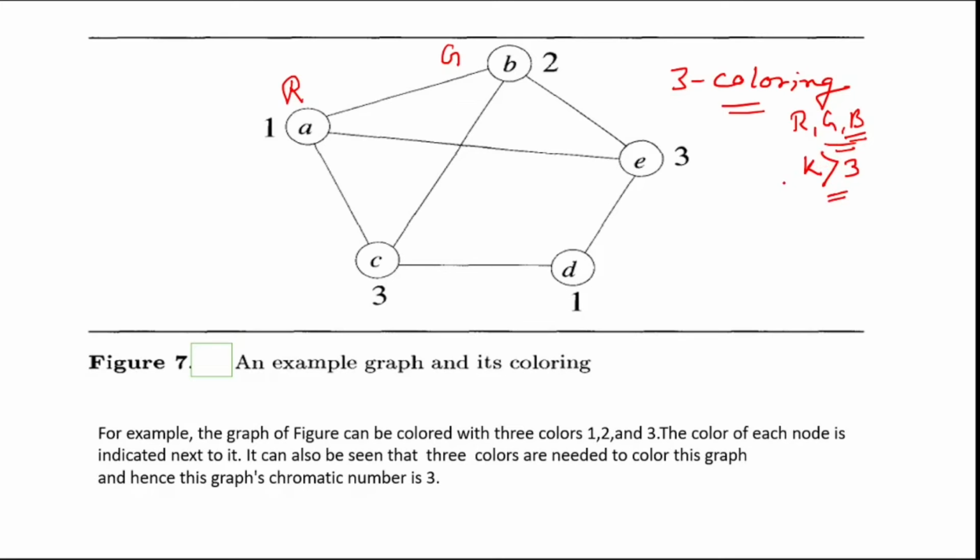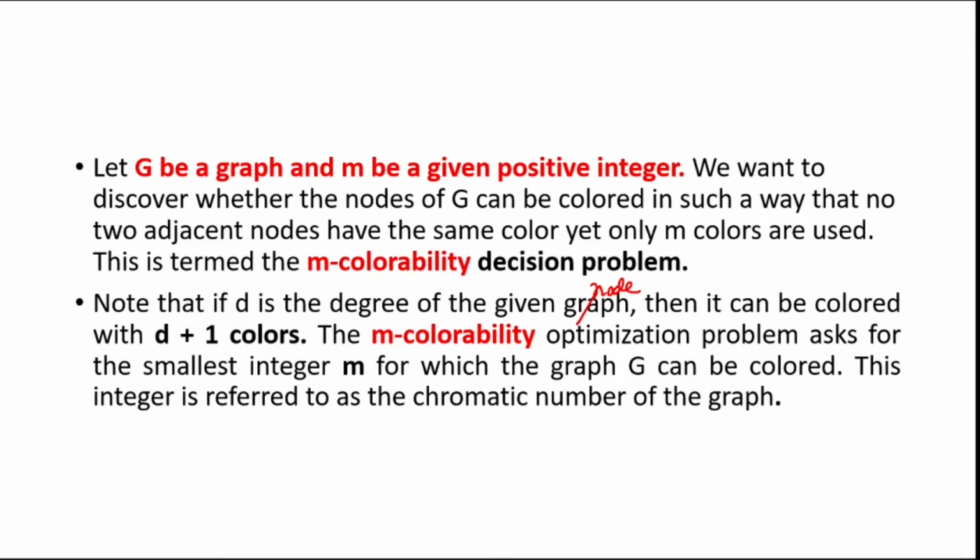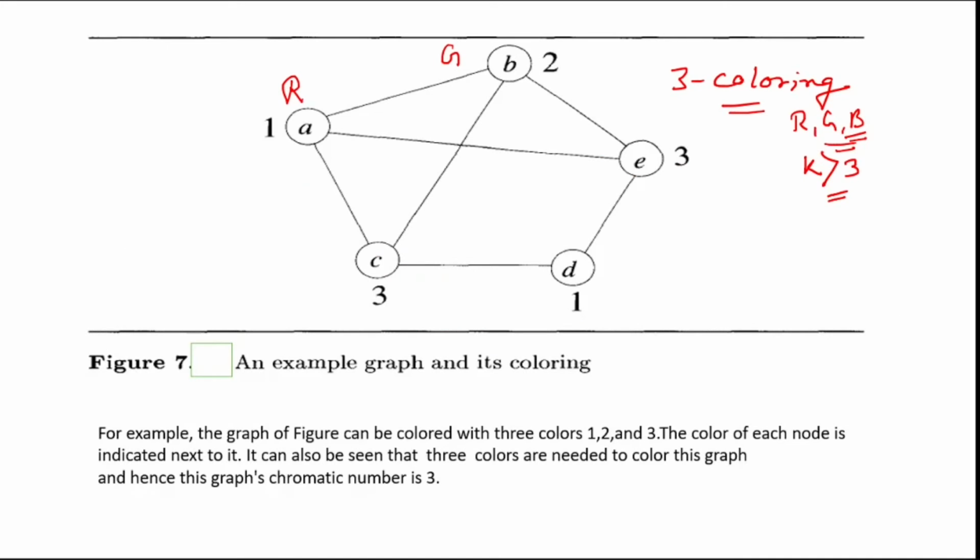There is a terminology called chromatic number, which I have written here. The chromatic number is the minimum number of colors that is required to color a graph. Finding the chromatic number of an arbitrary graph is a hard problem. But for the three coloring problem, it is proved that it is NP complete.